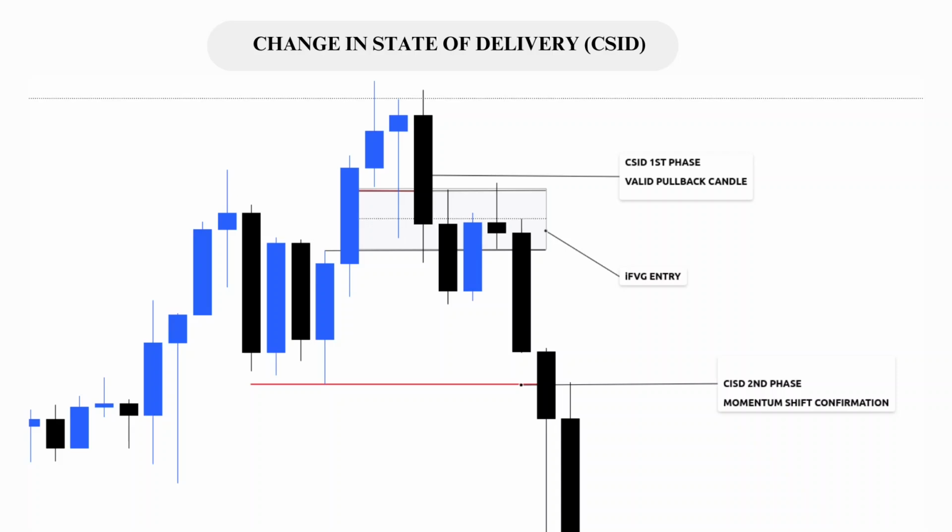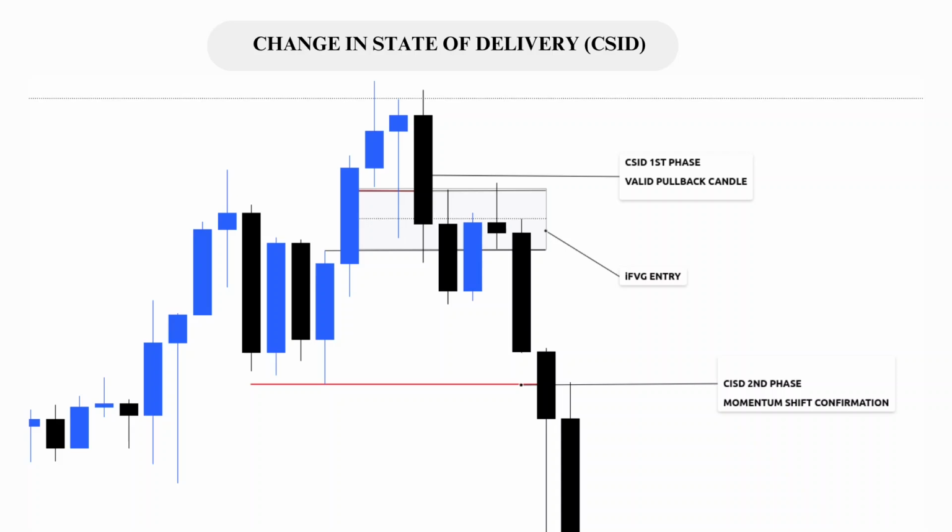So what is change in state of delivery? Change in state of delivery is simply a market shift in momentum. As we know, in an uptrend the market does not always trend, it changes direction. The market moves from uptrend into downtrend. The market also moves from downtrend to uptrend. It moves from uptrend to consolidation. The same thing on a downtrend.